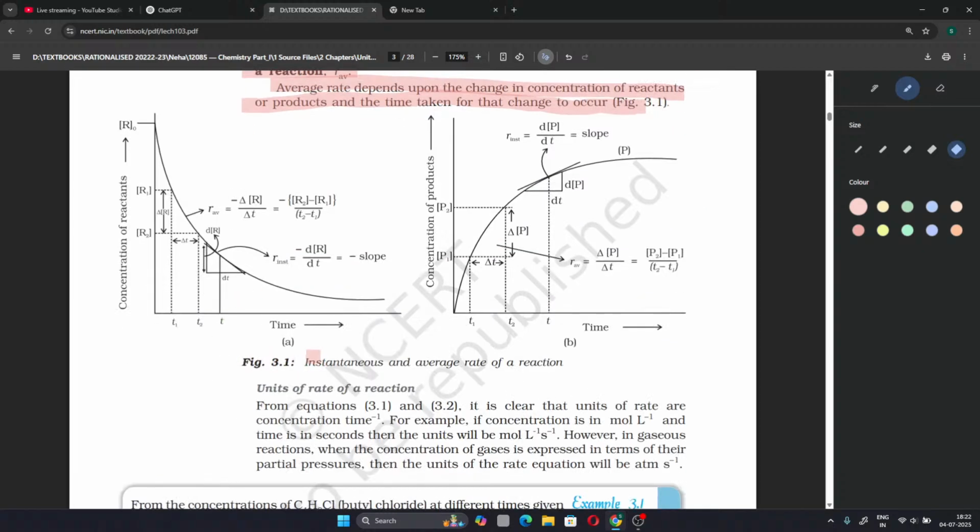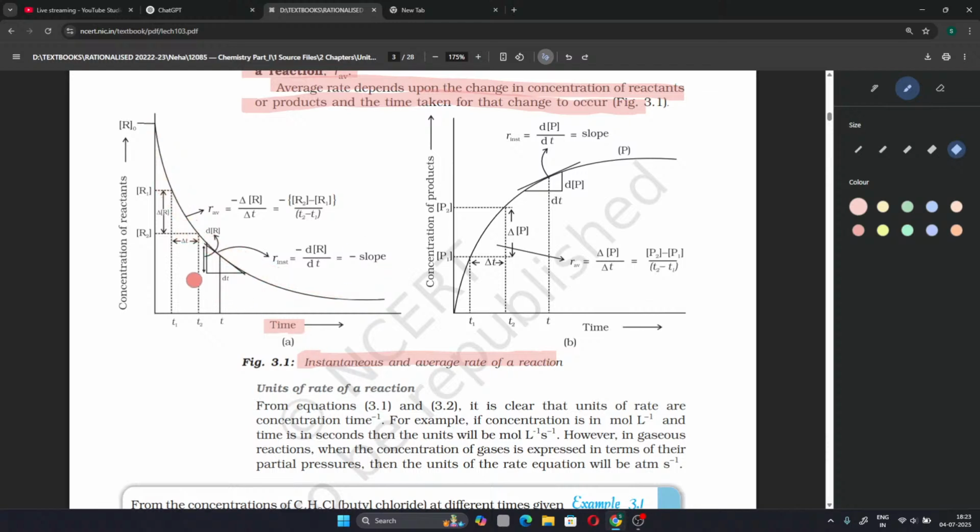Instantaneous and average rate of a reaction. Let's see. This I believe is the instantaneous one. Yes, I think so. Here, time is on the x-axis and concentration of reactants is on the y-axis. As the reaction goes forward, the concentration of reactants should reduce, and that is what is happening here. As we go forward, the rate of the reaction is reducing, as it should be.